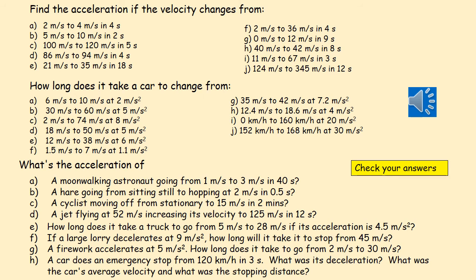Last block, the first 4 are accelerations, so they're all going to be meters per second squared. So first one, 2 over 40, it gives you 0.05. B is 2 over 0.5, so it gives you 4. C is 15 over, now on this one you've got to change the minutes to seconds, so 2 minutes to seconds, that's 120. So you're going to have 15 divided by 120, which is 0.125. And then D, we've got 73 over 12, which is 6.08.